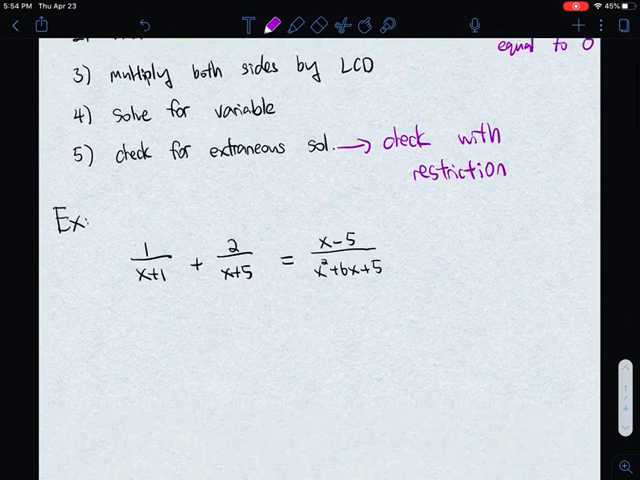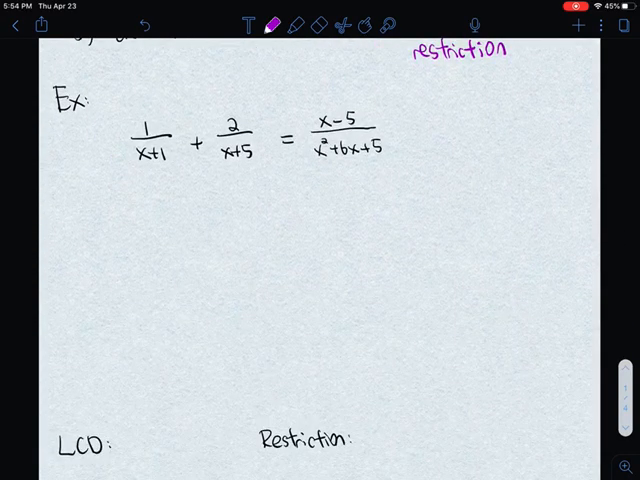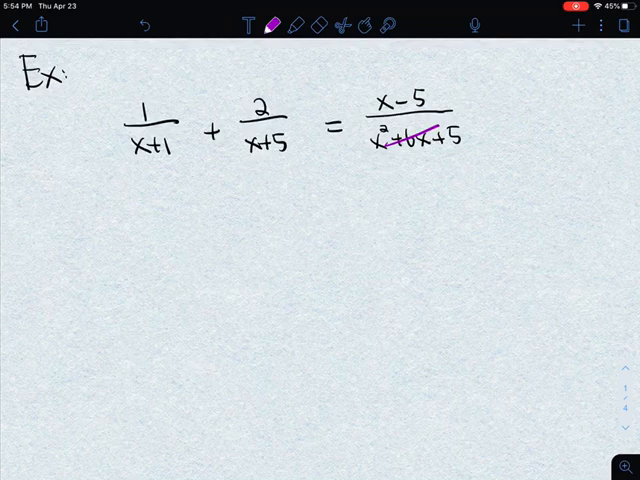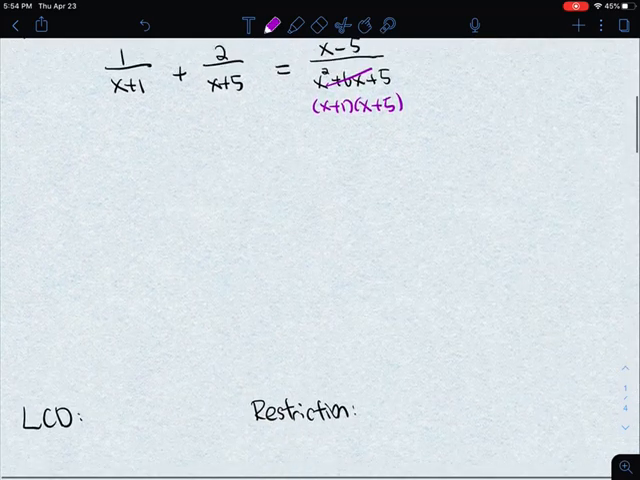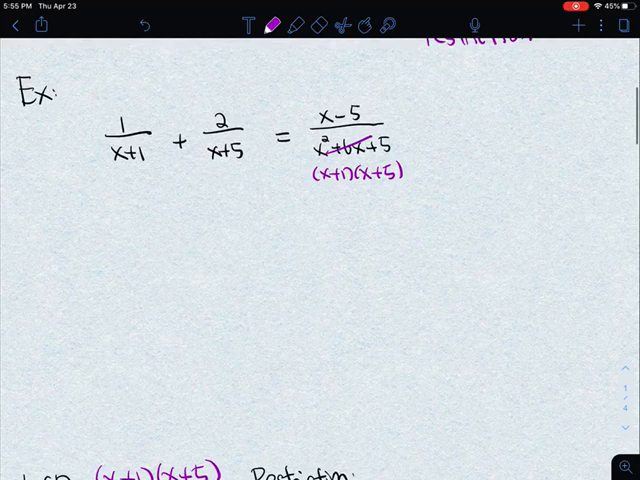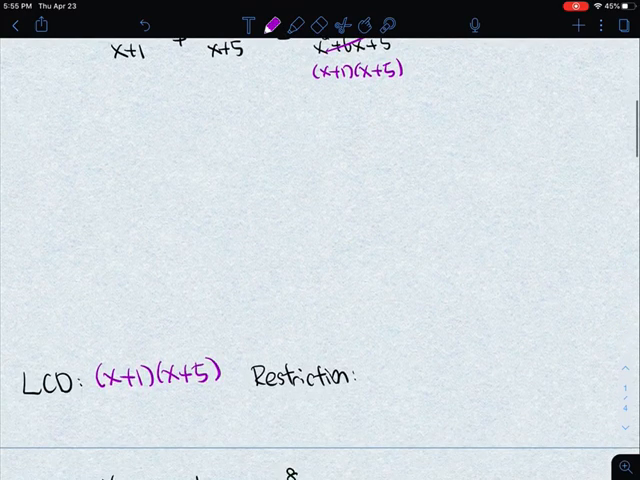So step 1 and 2, find the LCD and the restriction. So for the LCD, as always, we should always factor whenever we can. So I think this one over here I can rewrite as x plus 1, x plus 5. And once I factor that, I see my LCD. It's going to be x plus 1 times x plus 5, because that's something that all of my denominators can go into. Okay, so that's step 1.